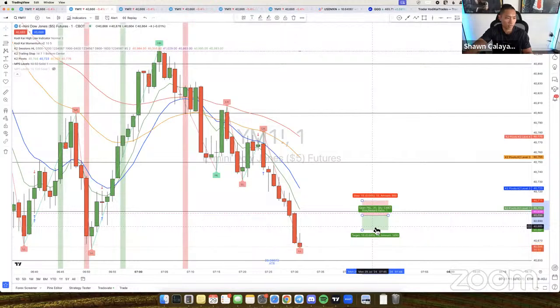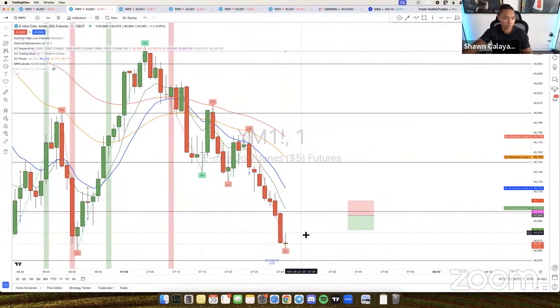I see a lot of buy orders filling in right here, so this might retrace up a little bit. It's a bunch of buy orders just hanging out right here.